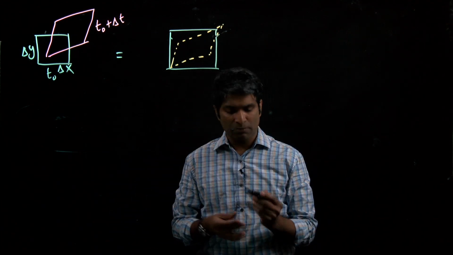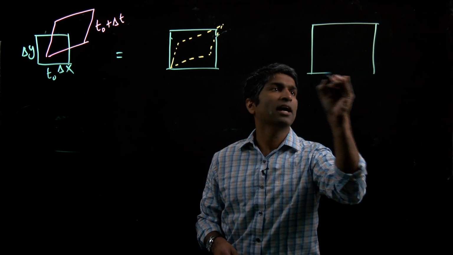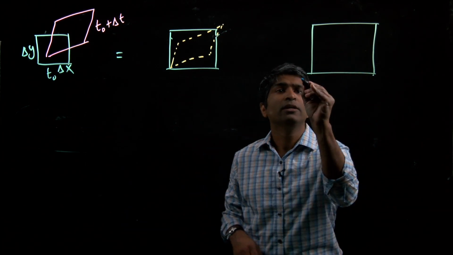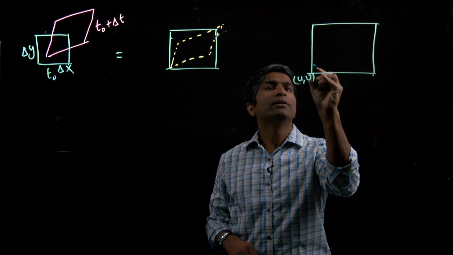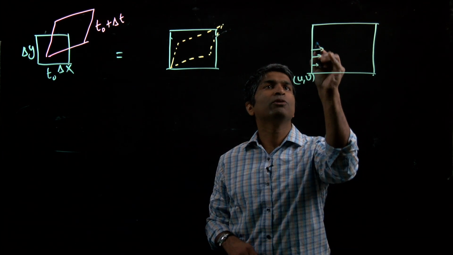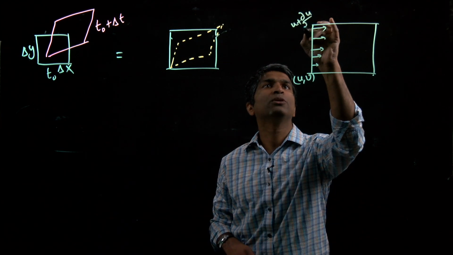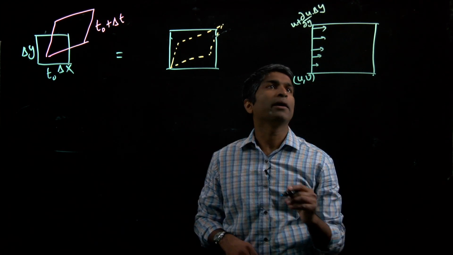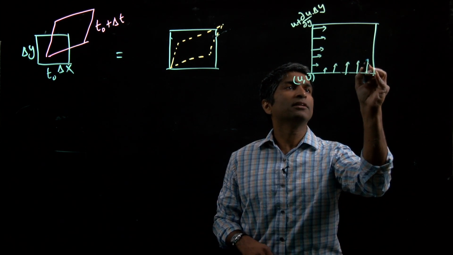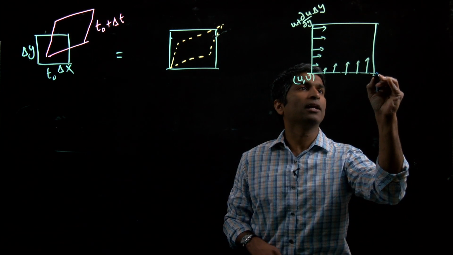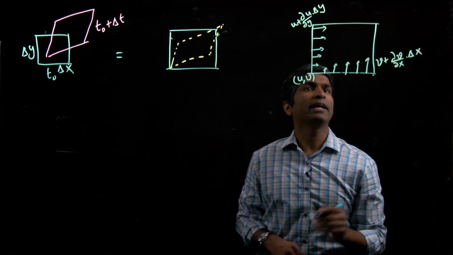And the reason something like that might happen is because there are gradients in the x and y directions of velocity. So if I have my velocity components as u and v here, there might be a gradient in the u velocity in the y direction, so that here it's u plus del u del y, delta y, and similarly there are gradients of the v velocity in the x direction. So here I'll have v plus del v del x delta x.